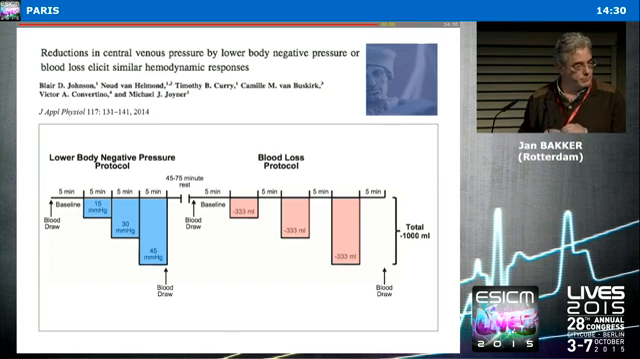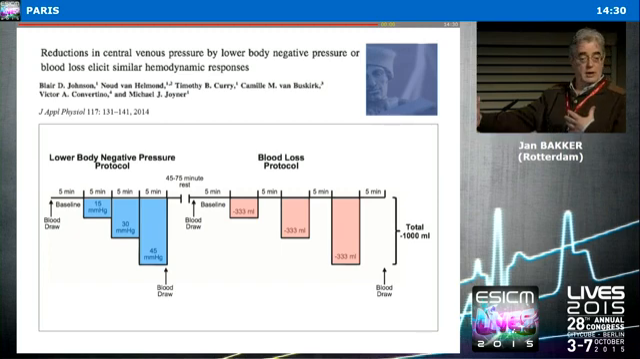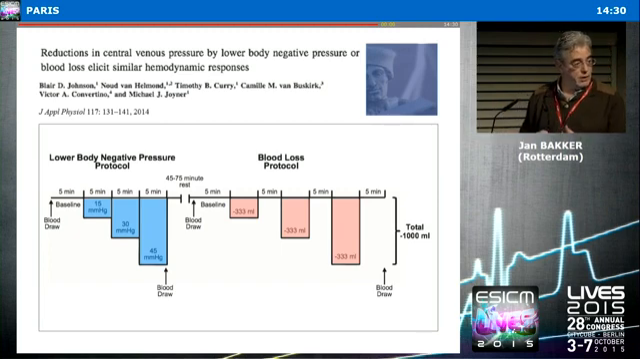What if it is the other way around? Does it hold in patients, or in this case, healthy volunteers? If you do it the other way around, if you decrease the stress volume, will the pressure for venous return change similarly? This is a study from the Mayo Clinic, from Blair Johnson. And what they did is they subjected healthy volunteers to lower body negative pressure.